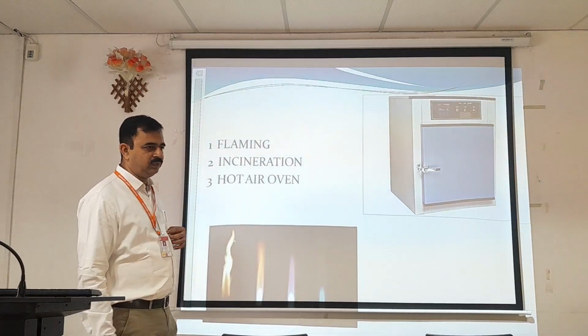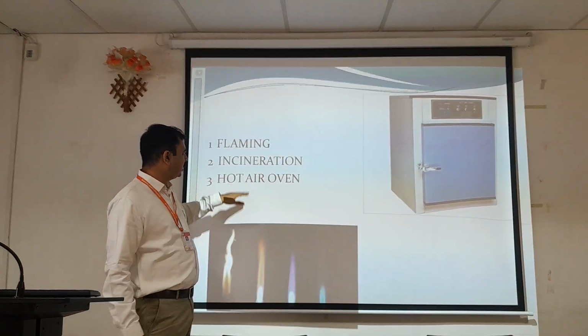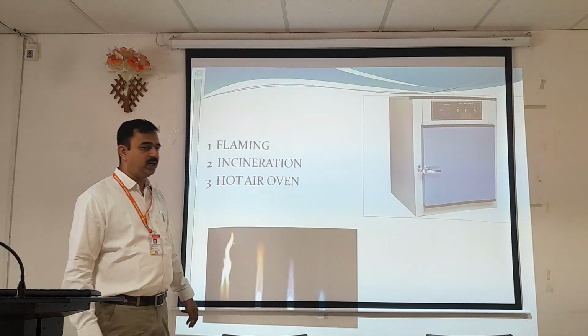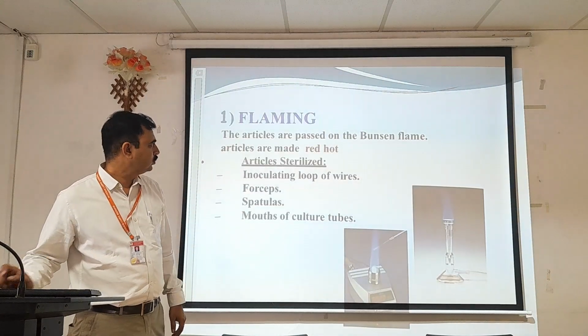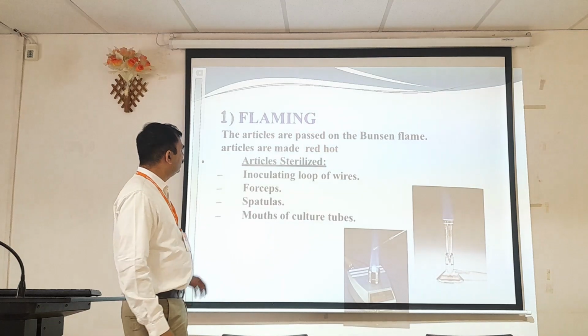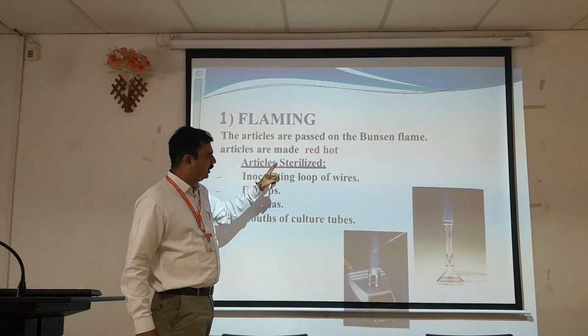Now, what can be done with the help of this dry heat? How do you apply dry heat? By flaming, incinerator or hot air oven. Let us understand flaming. The articles are passed into the Bunsen burner flame. Articles are made red hot.